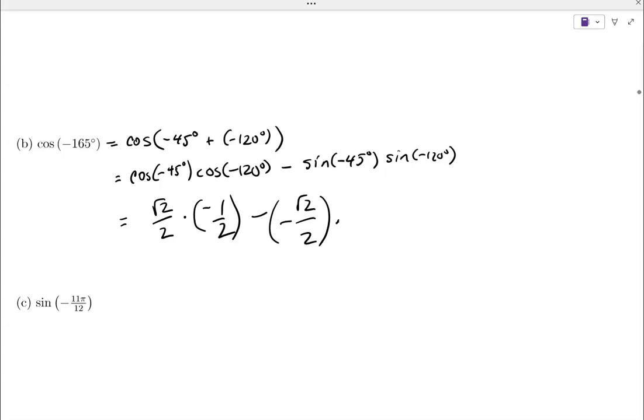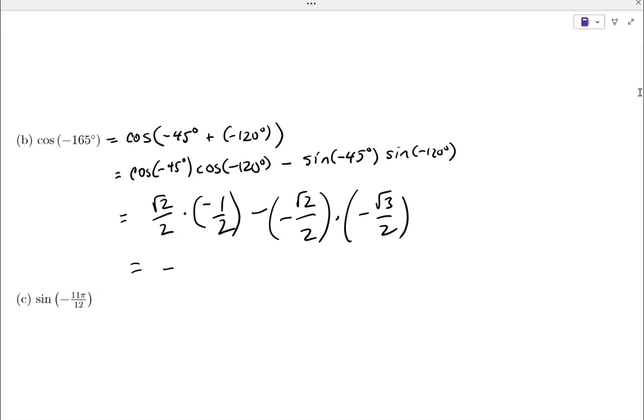Again, reference angle for 120 is 60. Sine of 60 is root 3 over 2. Negative 120 degrees, though, is over in quadrant 3, so it was negative. Now, at this point, I don't really care if you simplify them, but if I did simplify it, I can put a negative out in front and have root 2 plus root 6 all over 4.